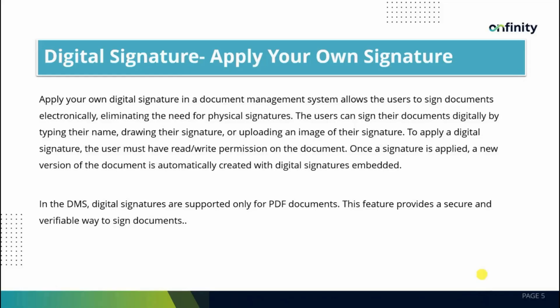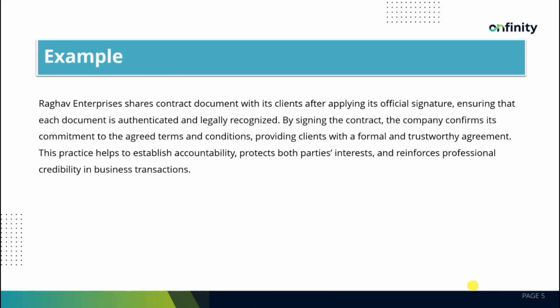Once a signature is applied, a new version of the document is automatically created with digital signatures embedded. In the DMS, digital signatures are supported only for PDF documents. This feature provides a secure and verifiable way to sign documents. Let us understand it by using an example.